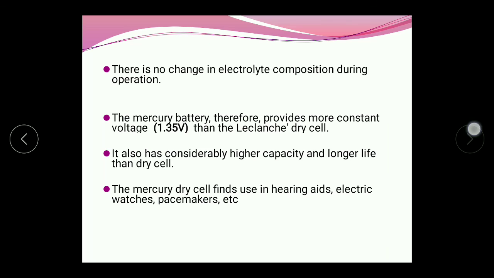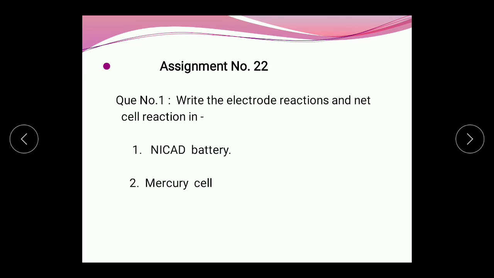Now, time for assignment. Write the electrode reactions and net cell reaction in both the cells we learned today. Both are dry cells. That is, the first one is the NICAD battery and the second is the mercury cell. So write down the reactions by keeping your textbooks open in front of you.